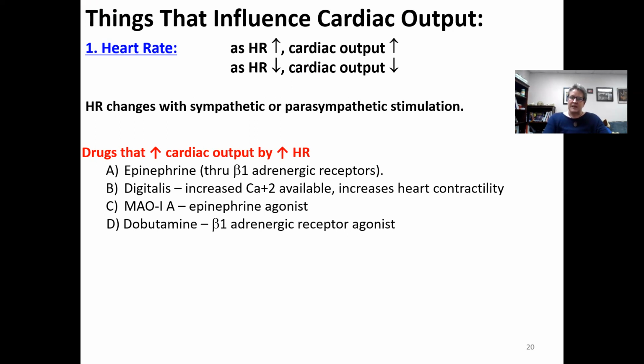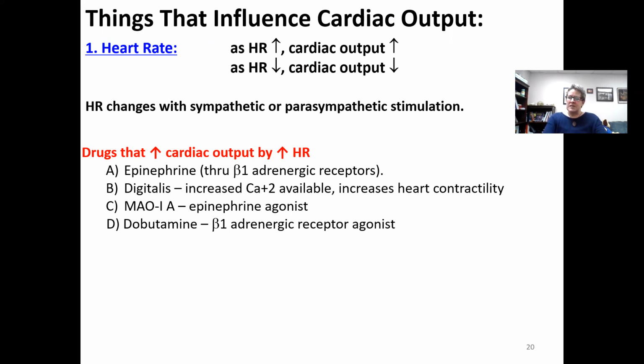Now, pharmacological drugs can influence heart rate and thereby influence cardiac output. Well, epinephrine, if it's sympathetic stimulation and epinephrine binds to the beta 1 adrenergic receptor on heart pacemaker cells, heart rate's going to go up, and that's going to drive cardiac output up. Digitalis, we talked about digitalis as a drug to increase the contractility of the heart in people who had bradycardia.